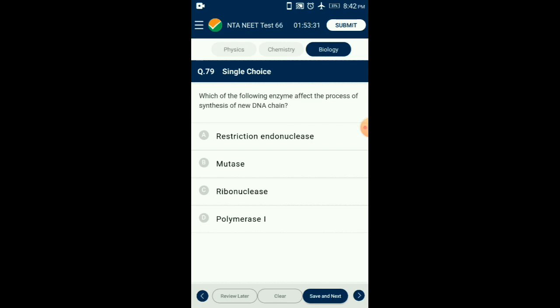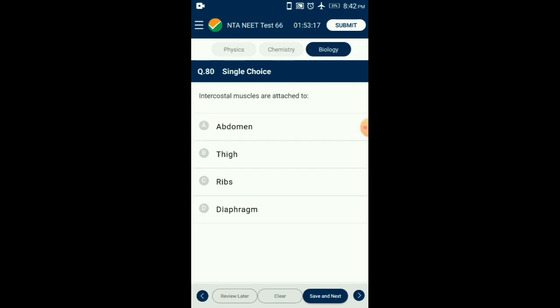DNA polymerase is also known as DNA dependent DNA polymerase. So the answer for this question is option D, polymerase 1. Question number 80.